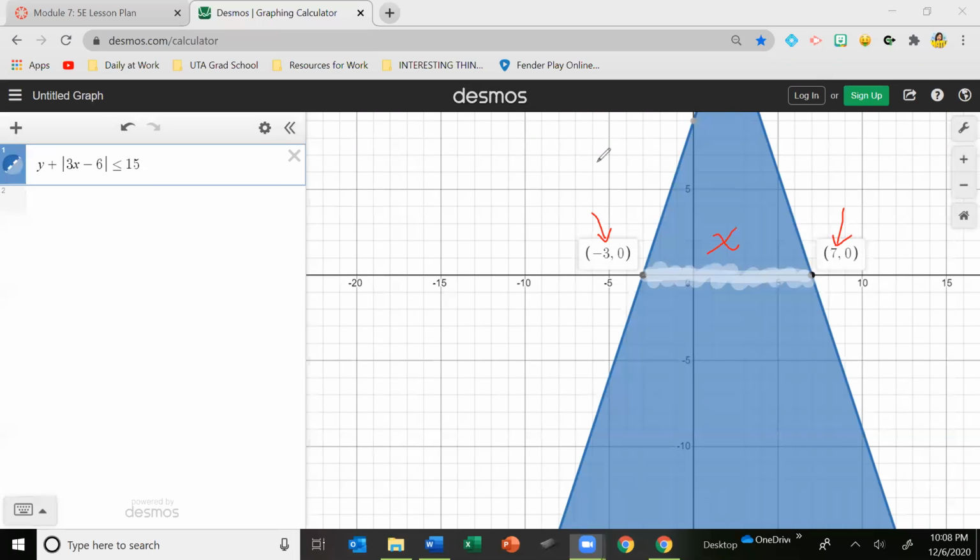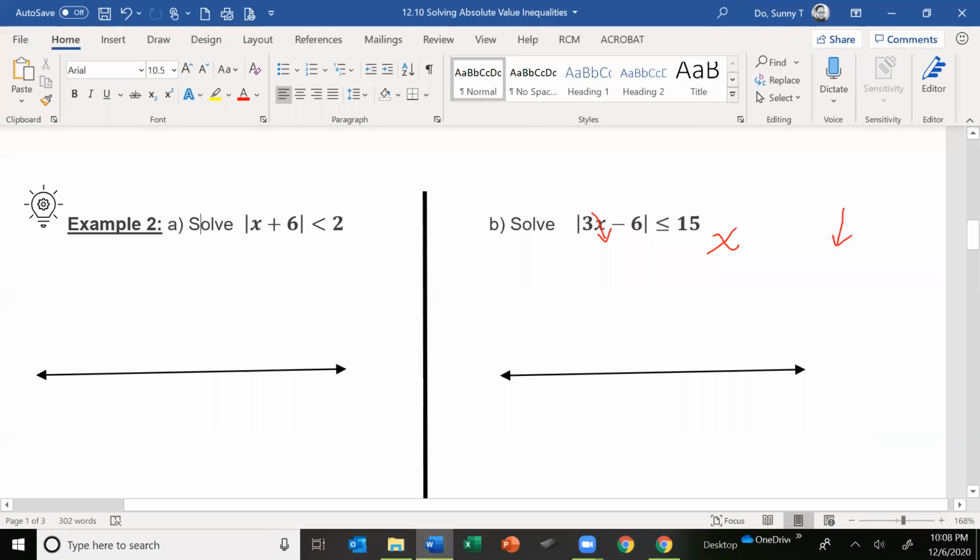Let's go ahead and copy our graph, and then we're going to write out the final answer. Remember, this one is a closed dot because of the less than or equal to in the absolute value inequality.